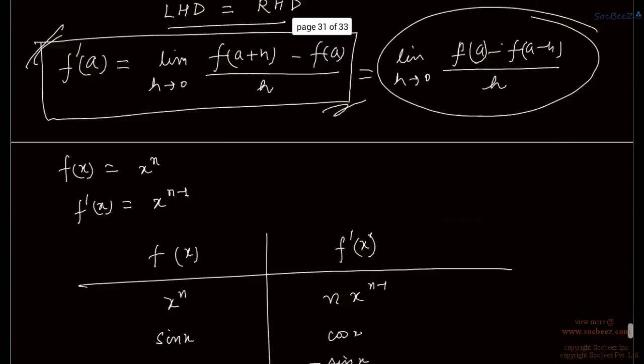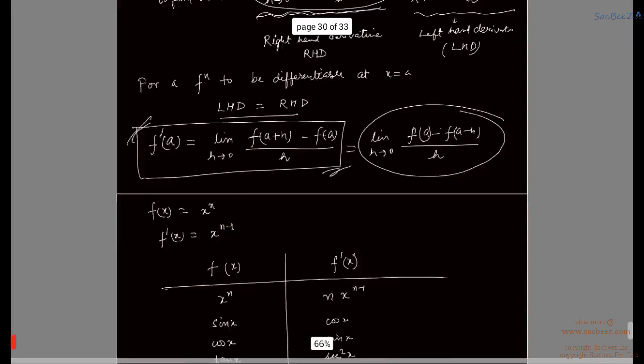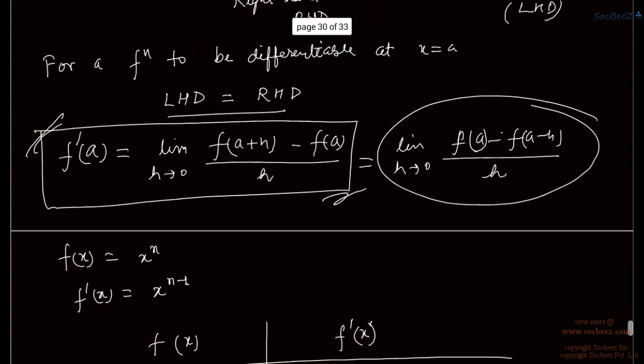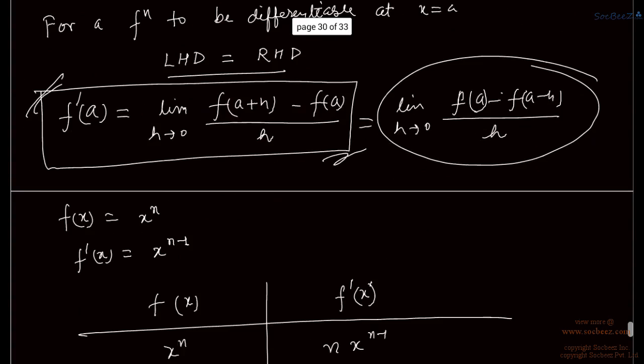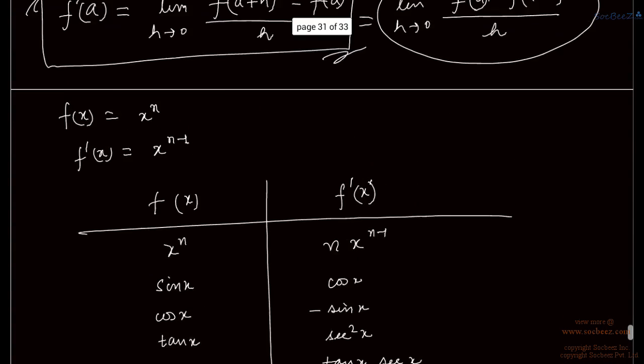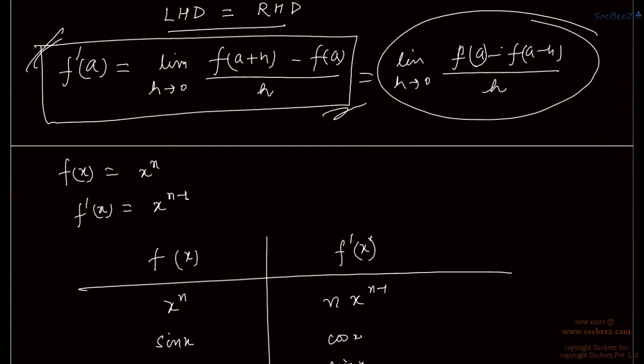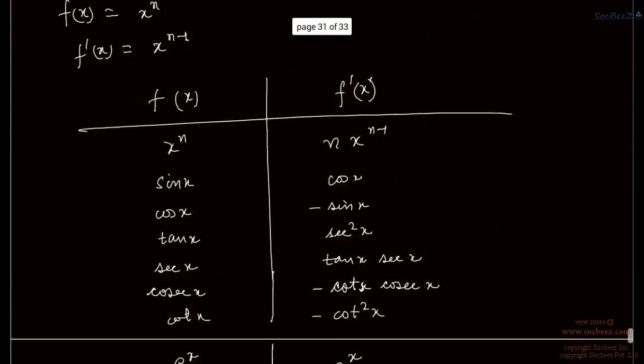These all formulas can be derived using this basic equation, right? Which we have seen. We can use any of these two formulas, that is for f dash a. Okay. This is also known as differentiation using first principle. You can write it also as first principle. Okay.